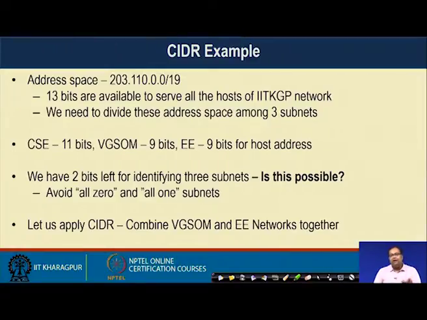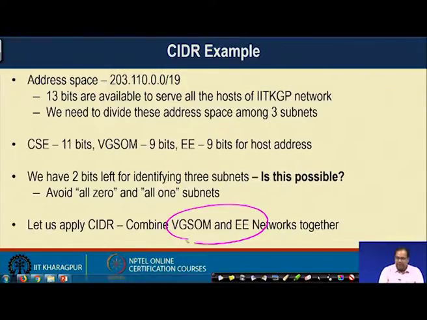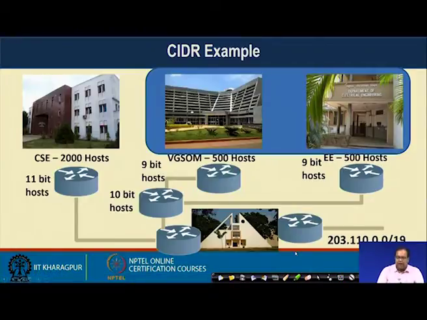So, here we apply the concept of supernetting, that means we combine the VG-SOM and E networks together. So, if you combine the VG-SOM and E networks together, let us see what happens. So, we are combining VG-SOM and E together. Together they now have 500 plus 500, that means 1000 hosts, and to address those 1000 hosts, 10 bits in the host address space are sufficient. And now, with the remaining 2 bits, you can always divide it into 2 different subnets.